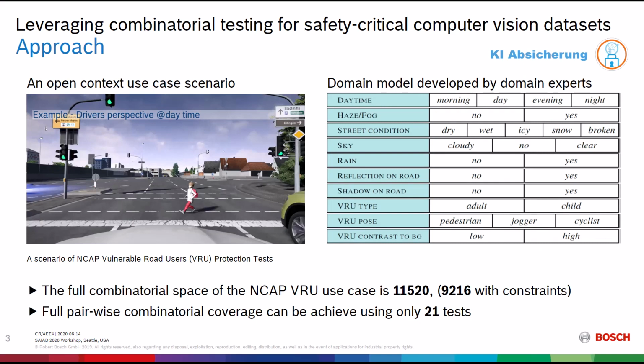We address two challenges. First, our approach addresses the problem of how to frame the open context of computer vision into a finite domain model, as shown on the right. The domain model is a finite vocabulary consisting of dimensions and possible choices for each dimension. It helps to obtain a controllable and manageable state space and to define a test end criterion.